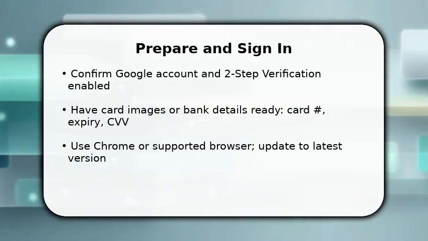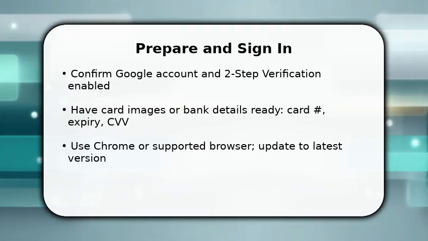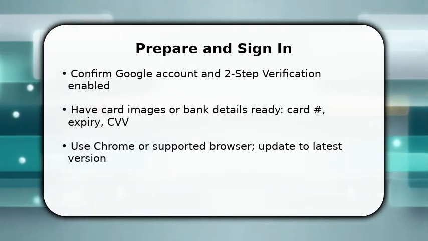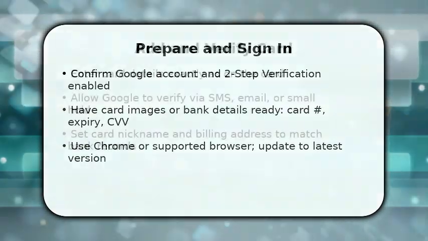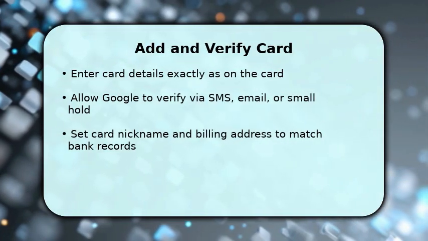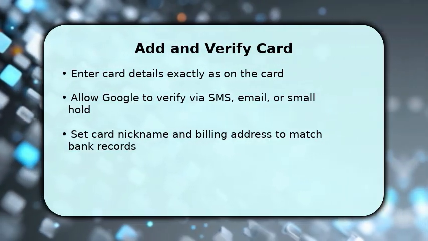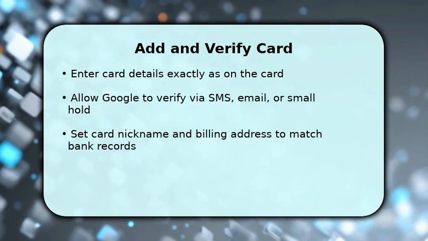Open wallet.google.com, click Add a Payment Method and choose Card or Bank. This avoids interruptions. It's faster than pausing mid-setup and helps Google verify ownership immediately. Enter the card number, expiry date, and CVV carefully. Small typos cause delays. After submission, Google usually verifies with an SMS, email, or a temporary authorization charge.